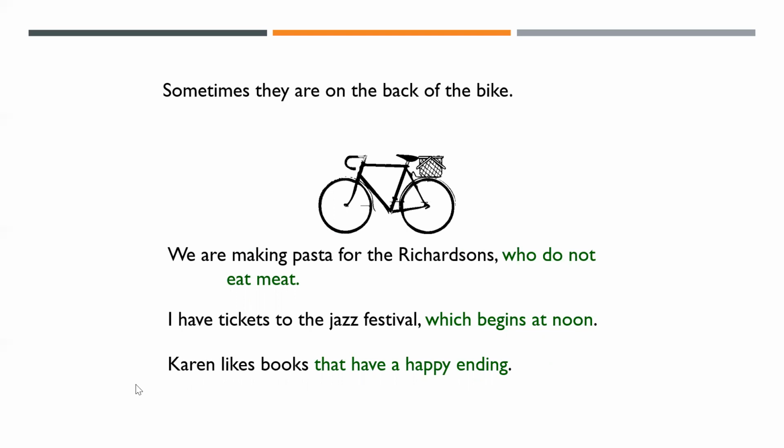The next one, "Karen likes books that have happy endings." So we have the subject Karen, predicate likes, and then the object is books that have happy endings, because the book and "have a happy ending" becomes one, as we have "that" here.